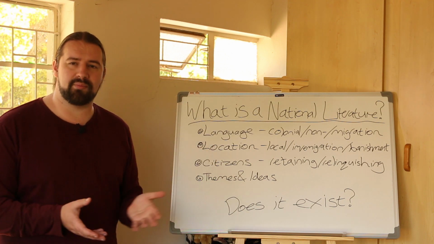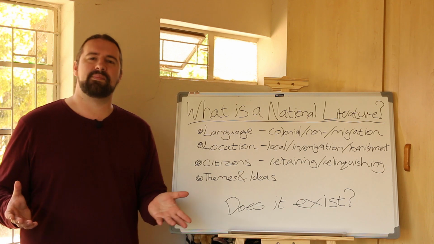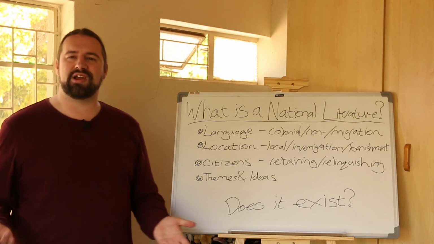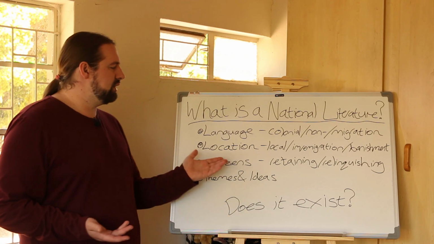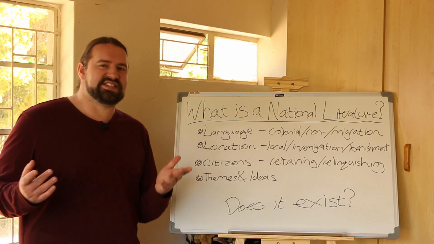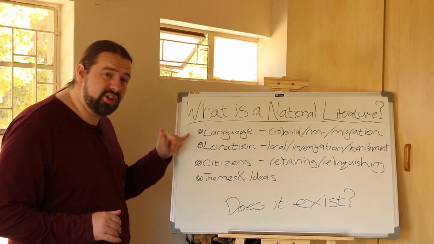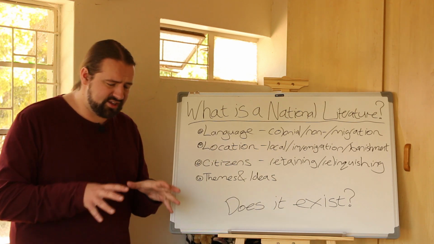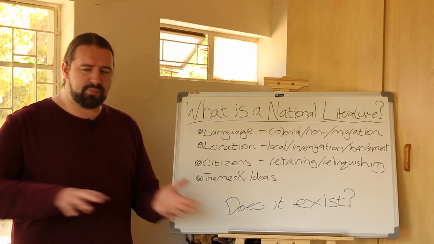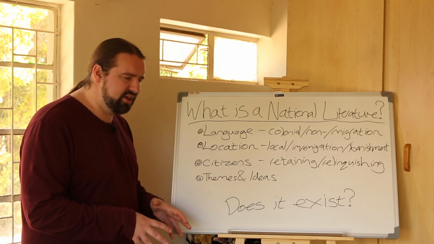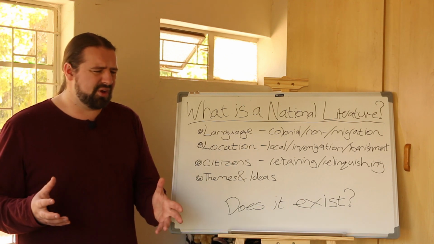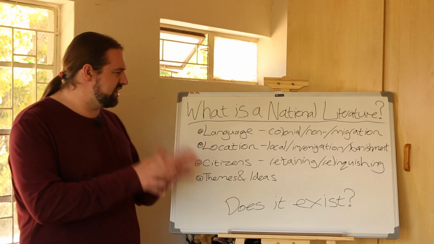And as I said, remember, location is arbitrary because the lines were drawn by colonial powers. So, okay. We can't define it by language. We can't define it by location. You could be a South African living somewhere else. You could be someone else living here. It all becomes, okay, citizens. Okay, citizens.